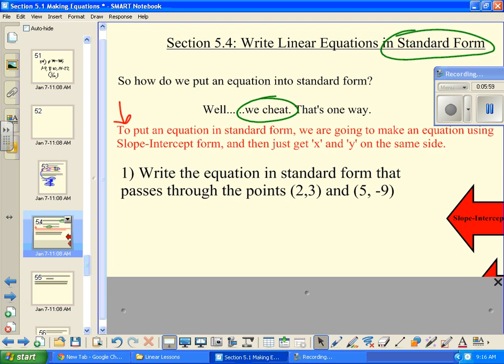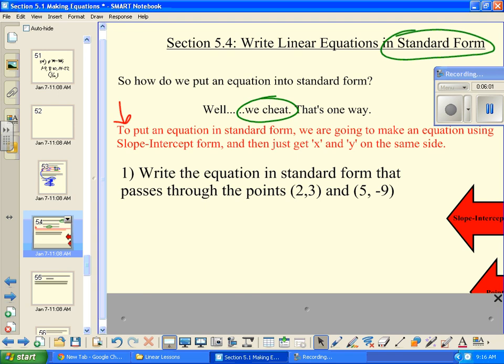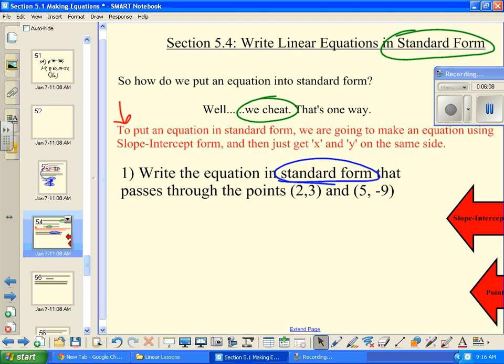So, looking down at maybe an example problem here, it says write the equation in standard form. So again, directions look pretty similar as they have in this chapter, except for that part right there. Write the equation in standard form. Okay. Well, again, what I mentioned up here, we're actually going to cheat. I'm actually going to allow you to cheat in this part. And the cheat that we're going to do is we're going to make an equation in slope-intercept form instead, and then just change it at the end.